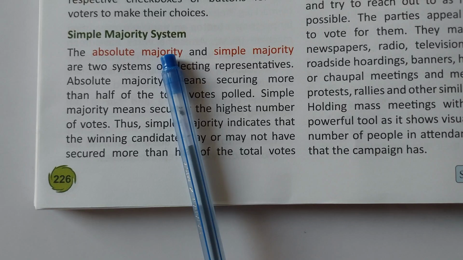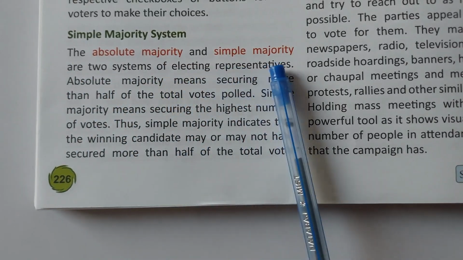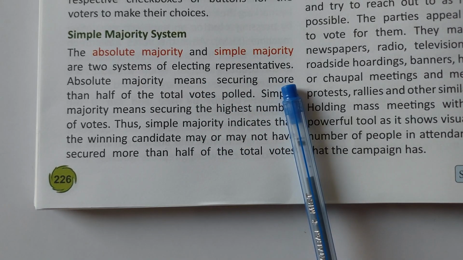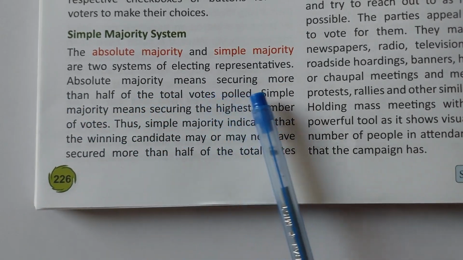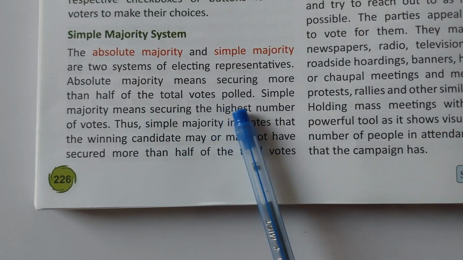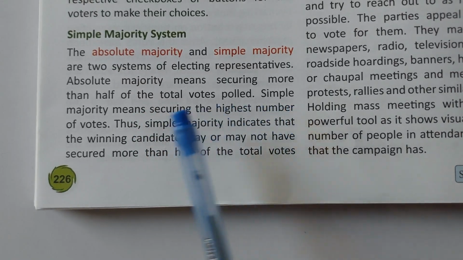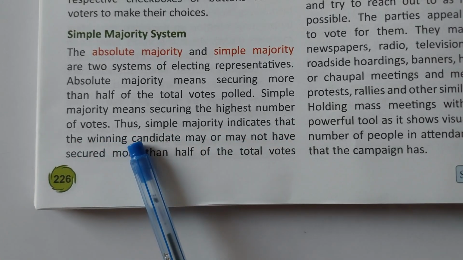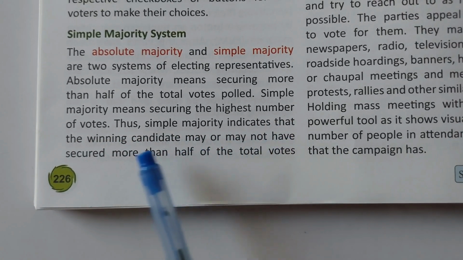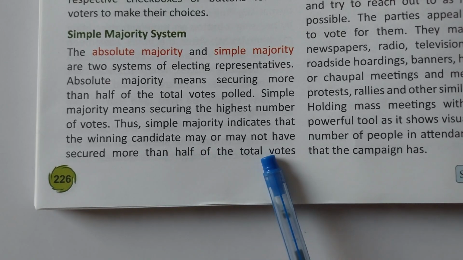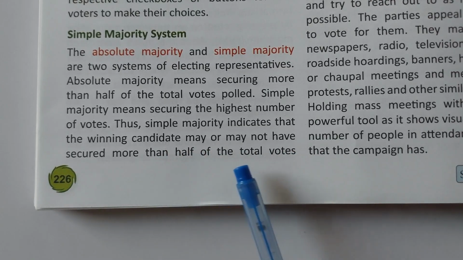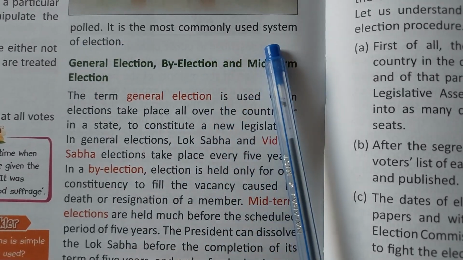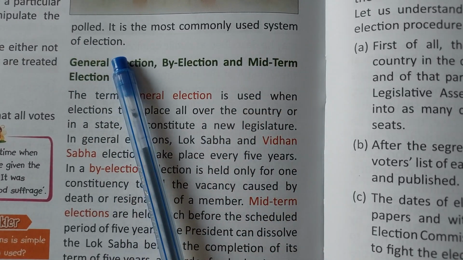Simple majority system. The absolute majority and simple majority are two systems of electing representatives. Absolute majority means securing more than half of the total votes polled. Simple majority means securing the highest number of votes. Thus, simple majority indicates that the winning candidate may or may not have secured more than half of the total votes polled. It is the most commonly used system of election.